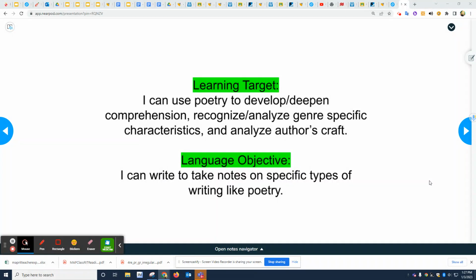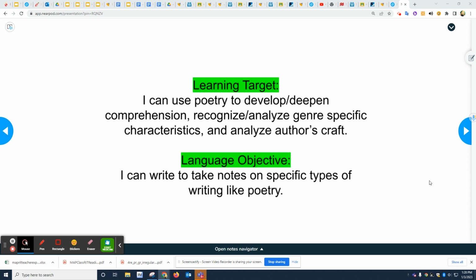Yep, this is the third part of our lesson for today, and it's our final part. We are going to analyze author's craft, and that's the last part of our learning target. So today we've already done the I can use poetry to develop and deepen comprehension. That was our first activity. Then we recognized and analyzed genre specific characteristics like alliteration, similes, metaphors. We read and looked for those sorts of things. And finally, we're going to look at those characteristics and analyze them for author's craft.